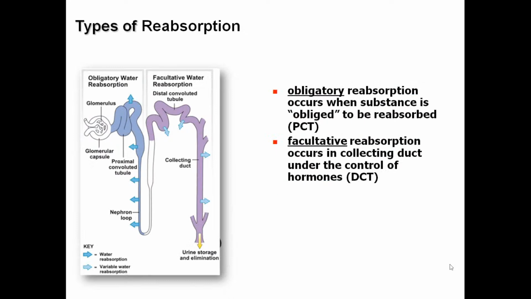And types of reabsorption also could be divided into obligatory and facultative. Obligatory reabsorption occurs when a substance is obliged to be reabsorbed, and usually it happens in the proximal convoluted tubule. While facultative reabsorption occurs in collecting ducts and distal convoluted tubule, and it will be under the control of hormones, and secretion of those hormones depends on the concentration of a substance present in blood plasma.